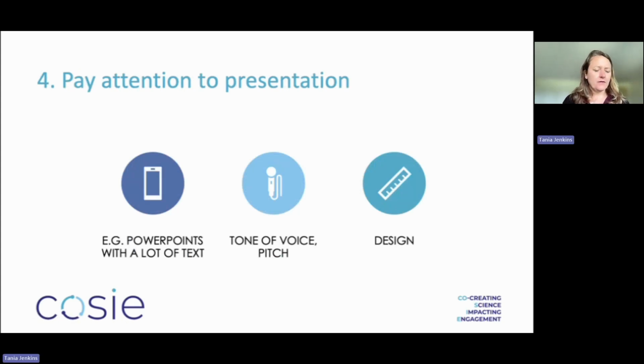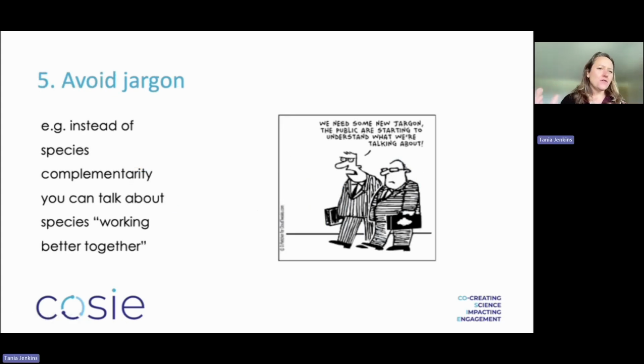Of course, it's really important to pay attention to presentation. If you're giving a talk, avoid PowerPoints with a lot of text, and pay attention to design. So that people don't fall asleep, try to change the tone of your voice and the pitch. That's what I've been trying to do today. It's crucial that we avoid jargon. For instance, instead of species complementarity, you can talk about species working better together. If no one understands you, then there's no point in trying to even communicate. Often using metaphors and analogies is another way of overcoming this barrier.